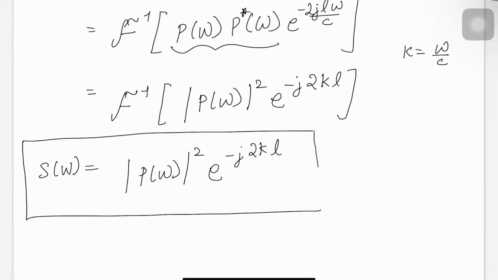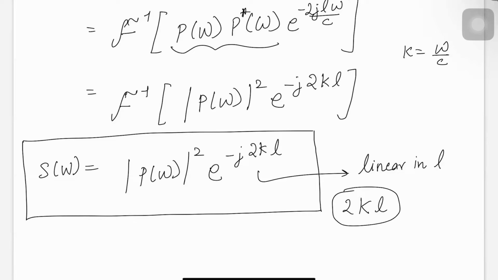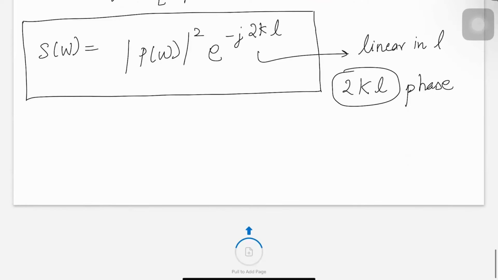A better box. So this is very nice because now we have a phase in the spectrum which is linear in L, right? So the phase is just 2KL. This 2KL phase will be very useful to us in the future when we want to do synthetic aperture radar or many of the algorithms that are popular for image processing, radar image processing. So that's just something to keep in mind.